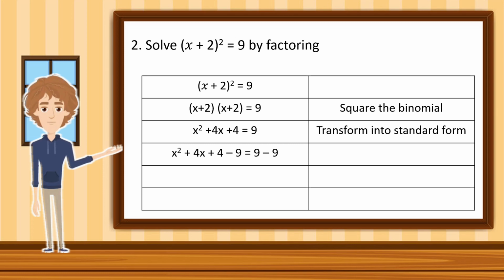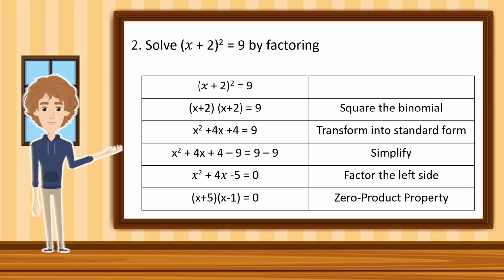X squared plus 4x plus 4 minus 9 is equal to 9 minus 9. And then simplify. X squared plus 4x minus 5 is equal to 0. Then factor the left side. We have x plus 5 multiplied by x minus 1 is equal to 0.